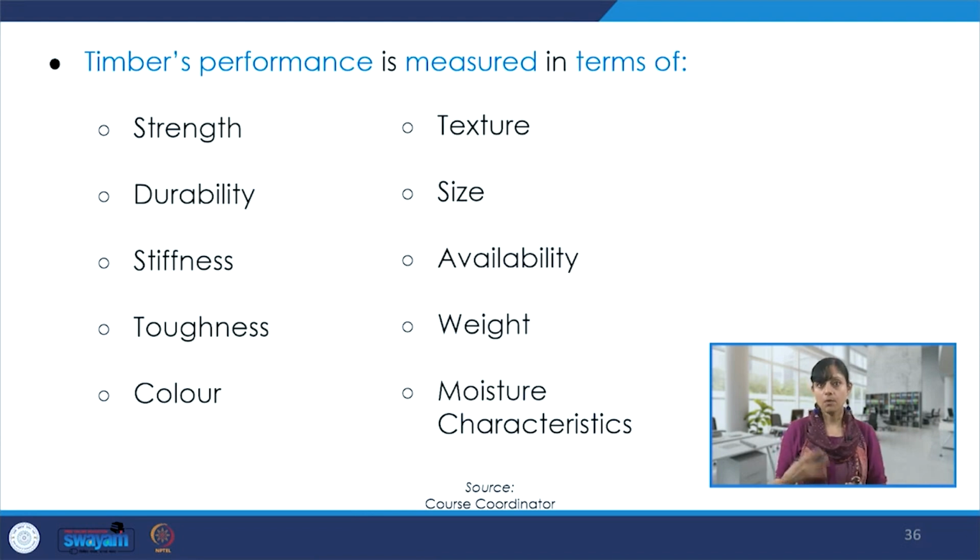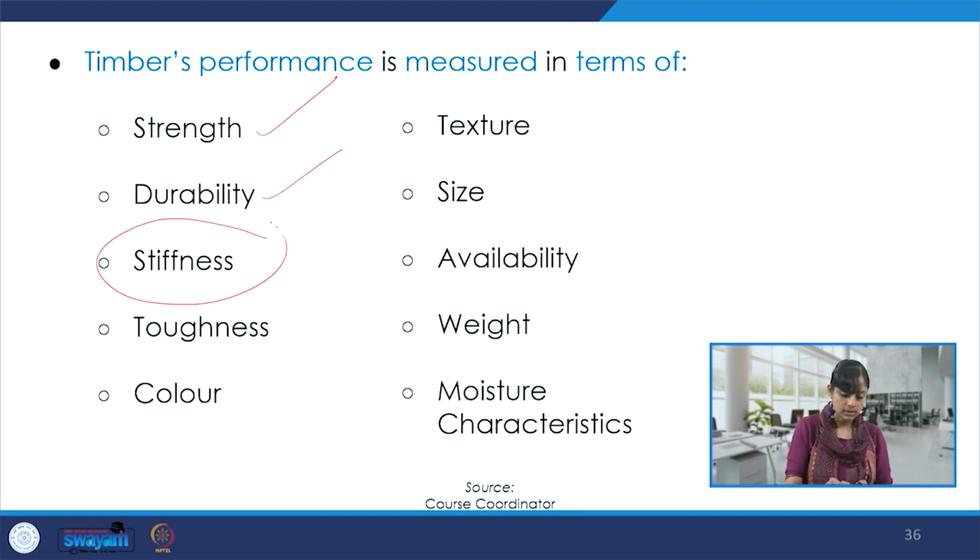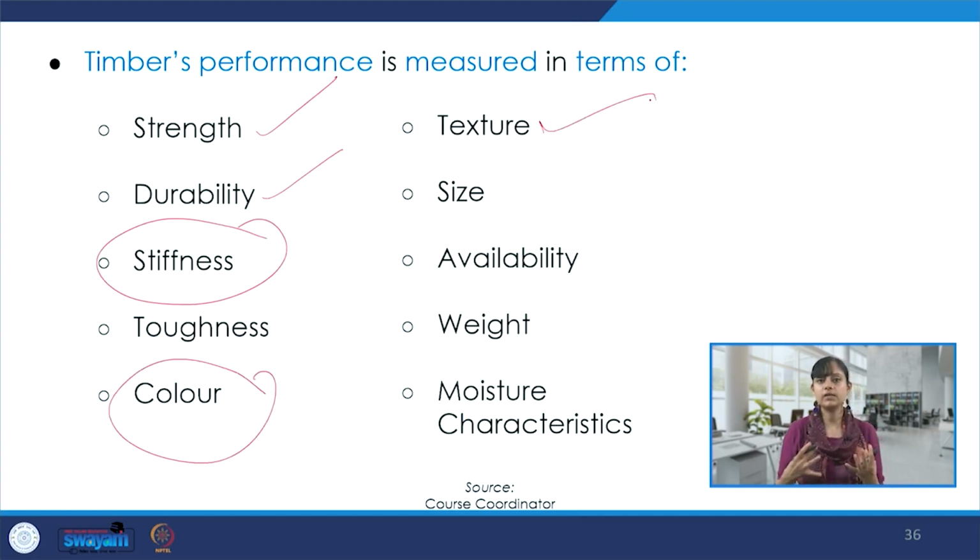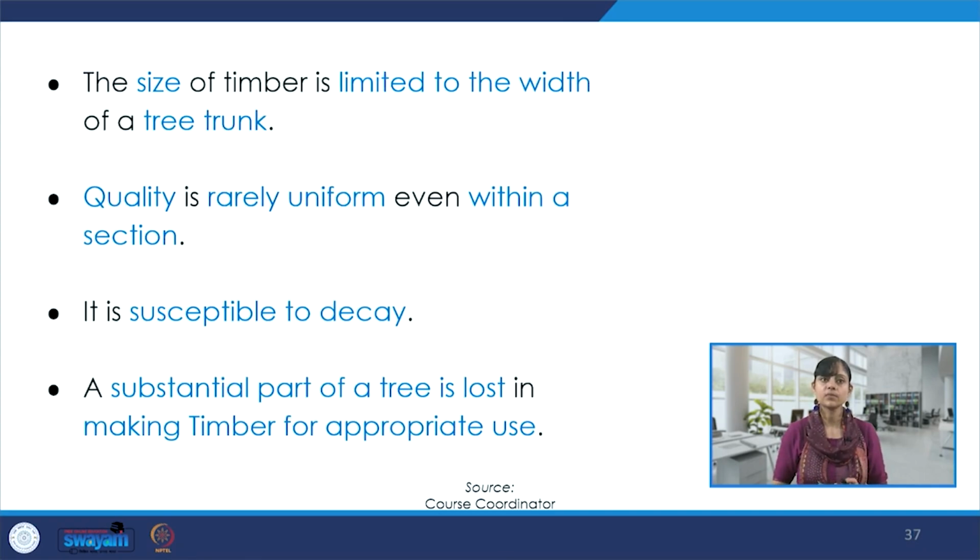Now we talk about the performance of the timber, and it is measured in terms of strength, durability, stiffness, also color, texture and feel, size, availability, moisture characteristics, its weight, all of these properties. The size of timber is limited to the width of a tree trunk, again something which can be easily understood and taken as a thumb rule. And quality is rarely uniform even within a section. It is susceptible to decay, of course, and a substantial part of a tree is lost in making timber for appropriate use.